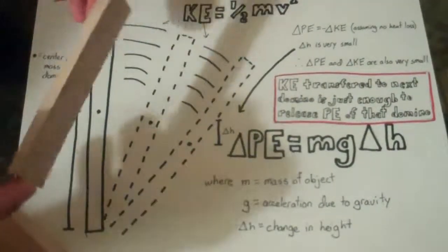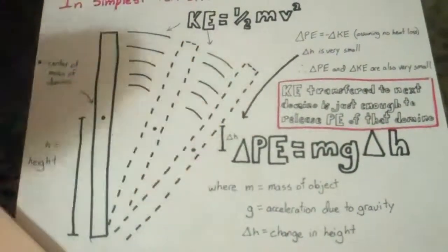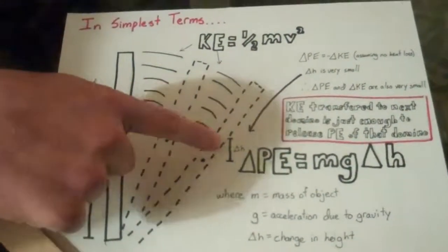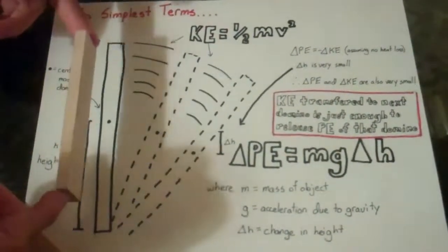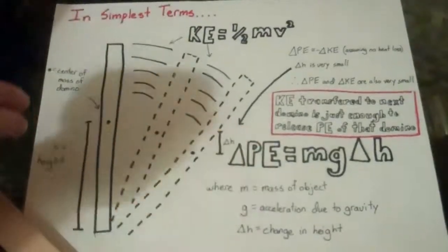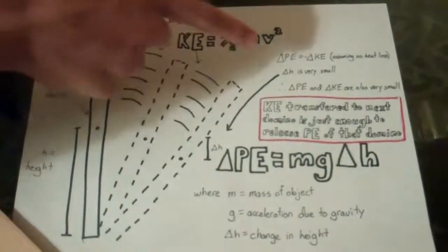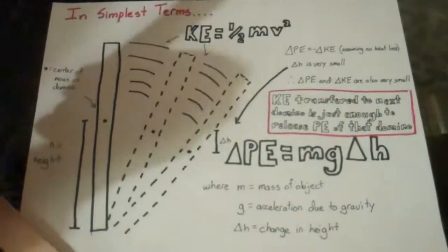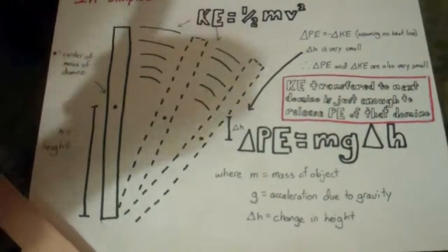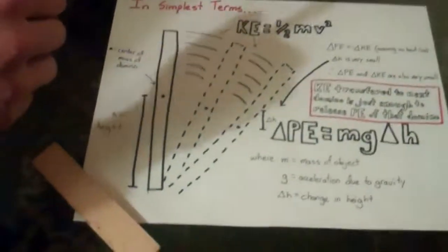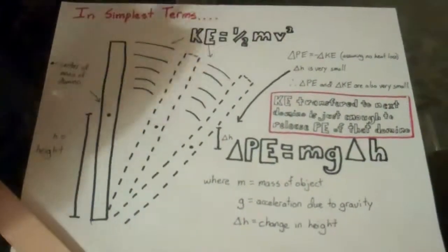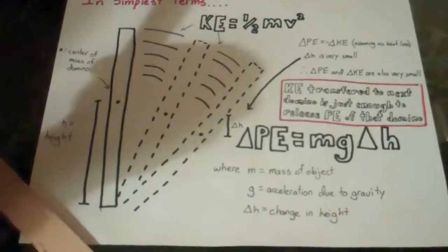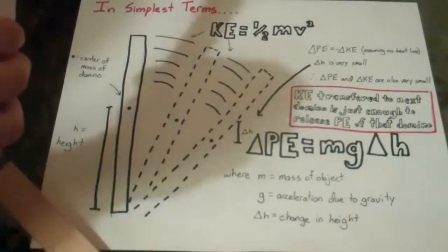As you can see, as it falls, the change in height of the center of mass really isn't that much at all. Compared to the actual height of the domino itself, the change in height of the center of mass is very small. Because of this, the change in potential energy is very small as well, and as a result, so is the kinetic energy that it has. Because of this phenomenon, the kinetic energy that is transferred into the next domino by the falling domino is really just enough to release the potential energy of the following domino.